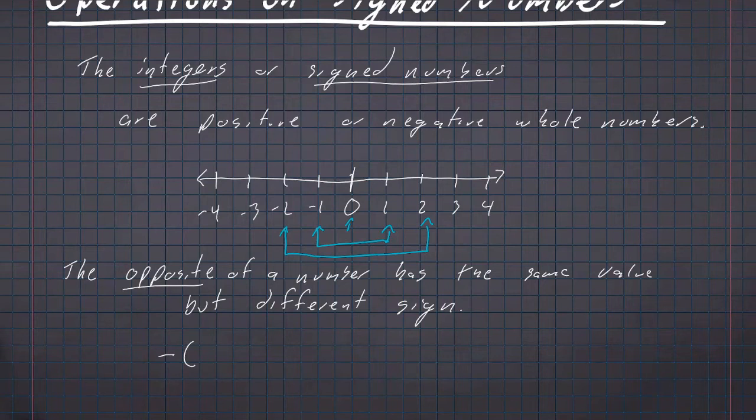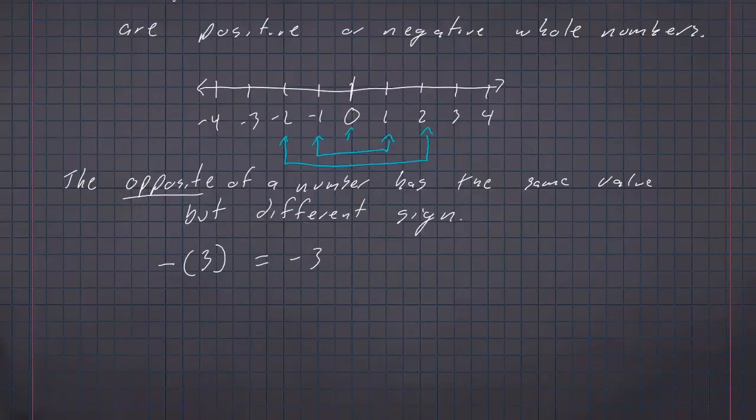To talk about opposites, we tend to think about things in terms of parentheses. So if I want the opposite of 3, the result is -3. With the parentheses, I read this as the opposite of 3. Without the parentheses, I read this as -3. The opposite of -5 is +5, and the opposite of 0 is 0.